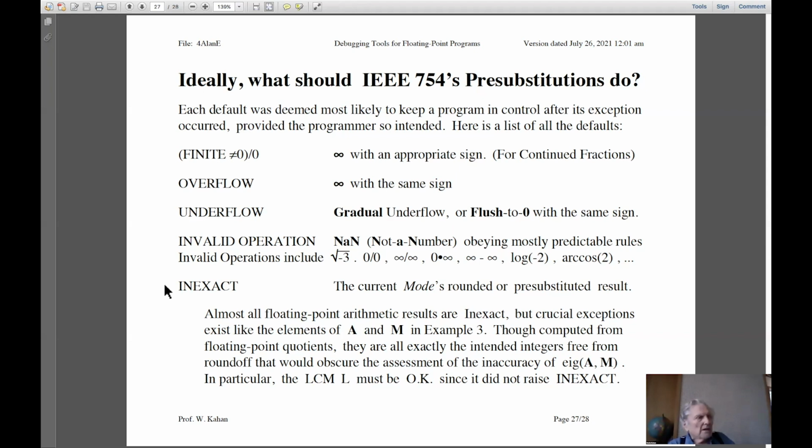For example, a least common multiple. We have to compute the least common multiple somehow. Well, if you don't have an inexact flag, then you don't know when the least common multiple is so big that it gets rounded. It's not the right integer. That's why we have an inexact flag. And there are lots of situations, but I don't have time to go into them now, where you would like to know that something has been computed exactly without any rounding error.